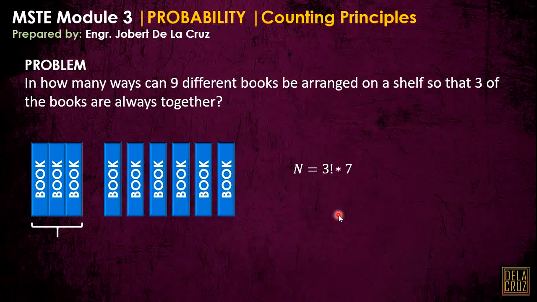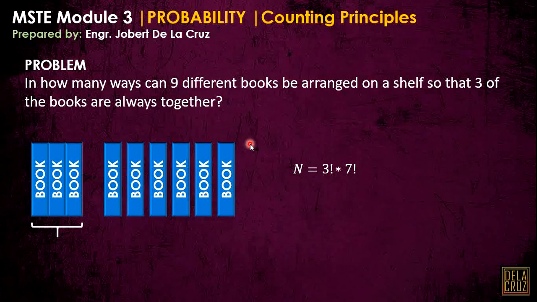Then, multiplied by 7 factorial. Okay, take note that this is counted as 1. Okay? 1, 2, 3, 4, 5, 6, 7. Kaya times 7 factorial yan. Okay? I hope you get this.